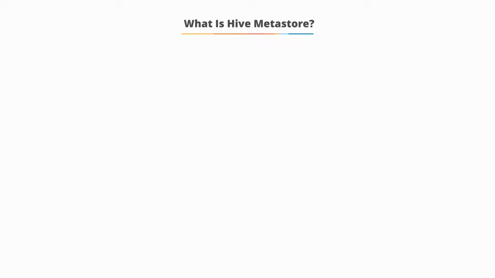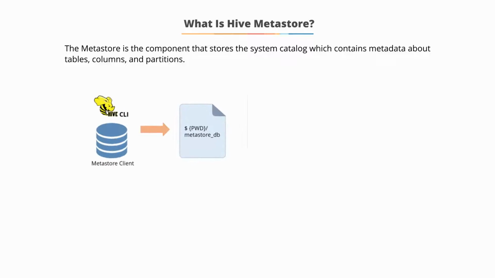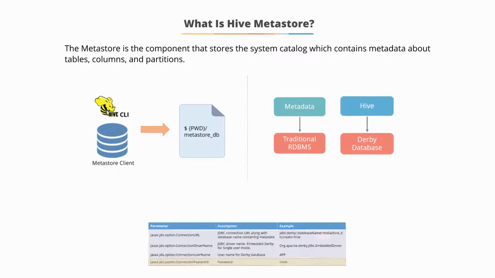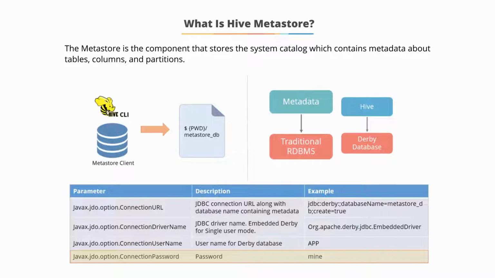So what is the Hive Metastore? The Metastore is a Hive component that stores a system catalog which contains metadata about the Hive tables, including things such as columns and partition definitions. Usually metadata is stored in the traditional RDBMS format.